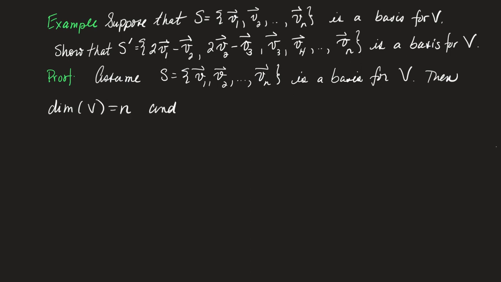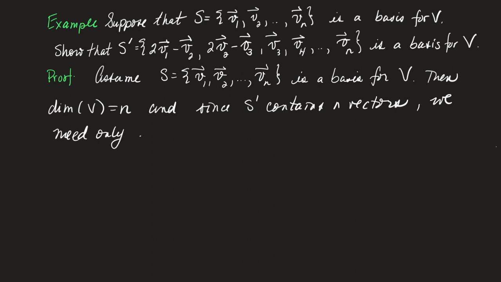And since S prime contains n vectors, right? It has n vectors because I've just replaced v1 with this vector and v2 with that vector. So since it has n vectors, we need only prove that S prime is linearly independent. We could prove spanning, but independence is easier.